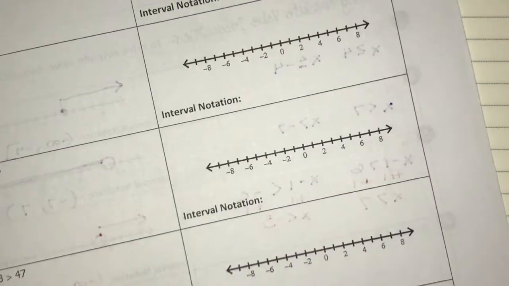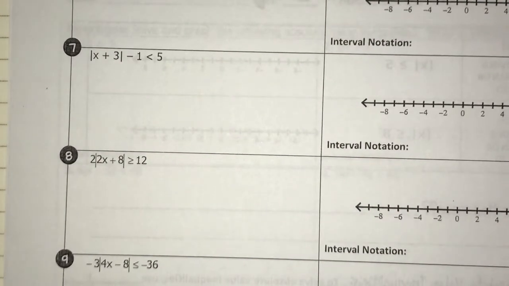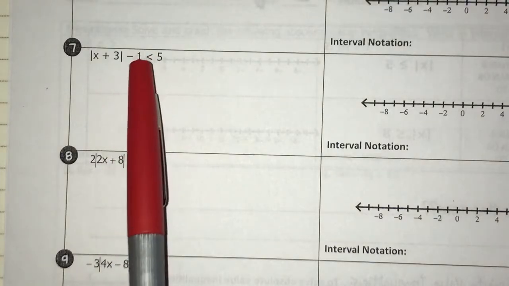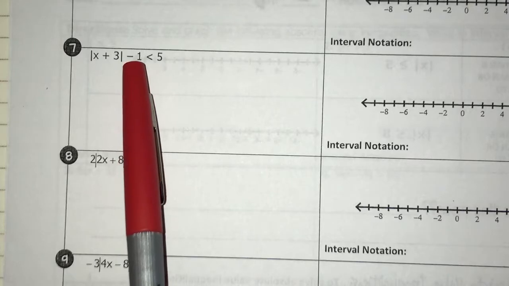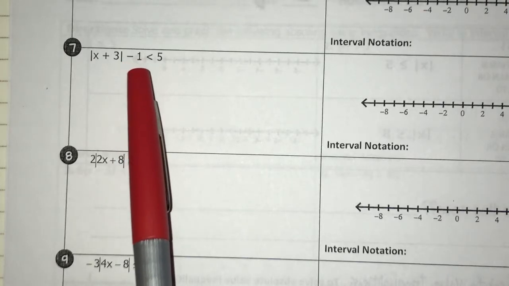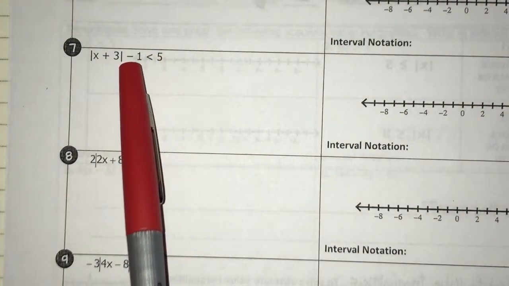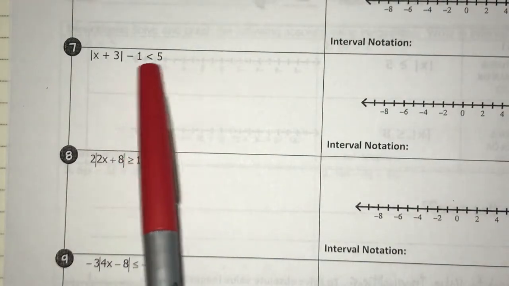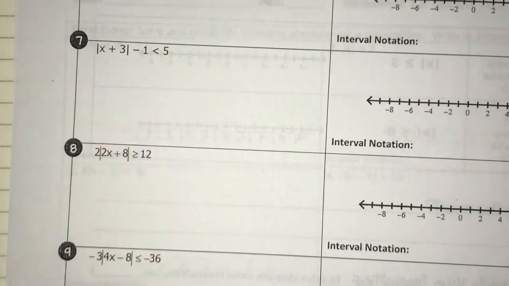Okay, turn your notes over. Let's look at number 7. Now, what's different about number 7 compared to all the other ones we've done is that the absolute value is not by itself yet. There's this -1 out there. So this is just like solving when there was an equal sign. You have to get the absolute value by itself first. So the first step in number 7 is to add 1 to each side. Before you break it up into two inequalities, you got to get the absolute value by itself. So add 1.